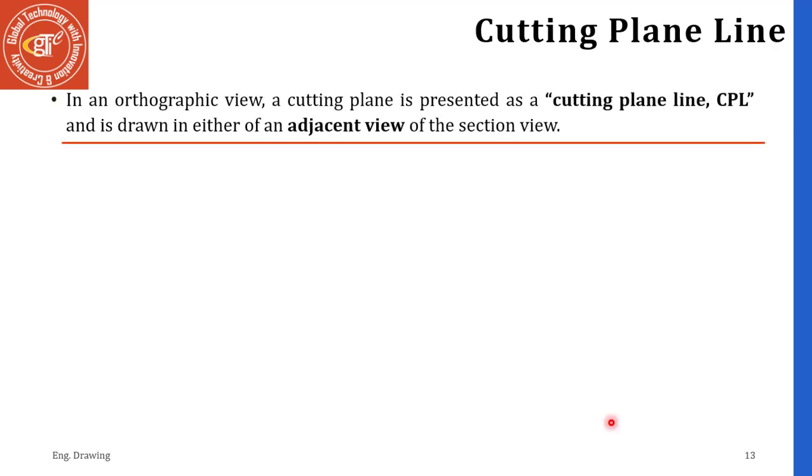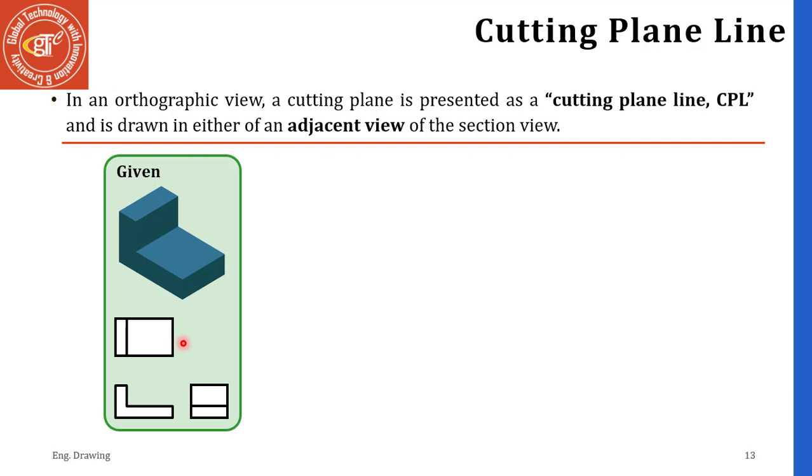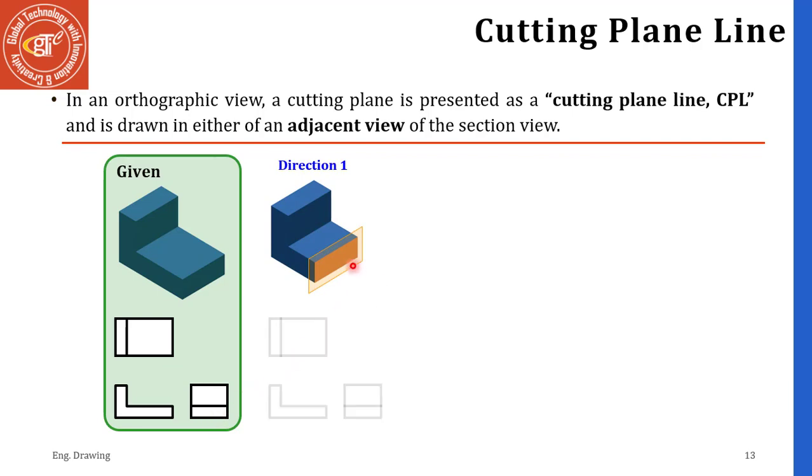Cutting plane line. In orthographic view, the cutting plane line is basically used as a CPL or cutting plane line and is drawn in an adjacent view of the section view. Here you see a part and its adjacent views. This one is the front view, this one is the top view, and this one is the side view. If we add the cutting plane on this side, then you can see how this line can be indicated in these multi-views.